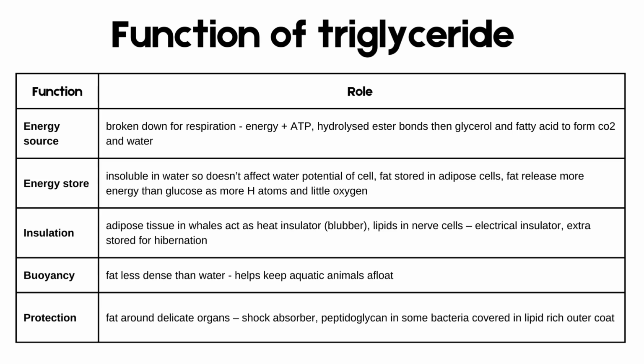In nerve cells, lipids act as an electrical insulator. Extra fat can even be stored for hibernation. Buoyancy. Fat is less dense than water, which helps aquatic animals stay afloat. Protection. Fat cushions delicate organs, acting as a shock absorber. And in some bacteria, peptidoglycan is protected by a lipid-rich outer coat.